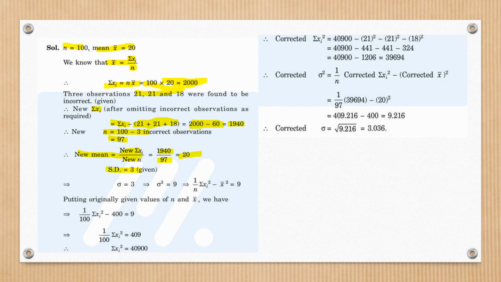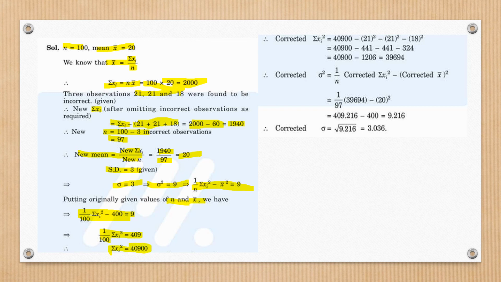So the new mean is new xi upon new n, which is 1940 by 97, which is 20. And the standard deviation sigma is 3. I'll go for the sigma square formula because that is more convenient and I avoid the square root. It is 1 upon n times summation xi square minus x bar square, which is 9. You can go by the standard deviation formula also, it depends on your convenience. Here n and x bar are given, so summation xi square upon 100 minus 400 is equal to 9. This is my incorrect summation xi square, which I get as 40900.